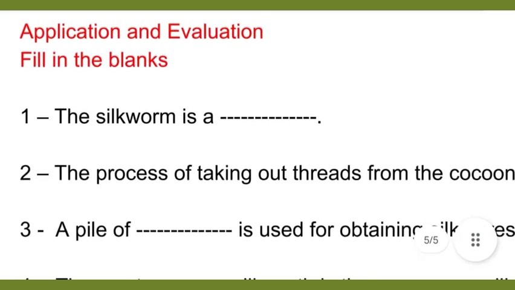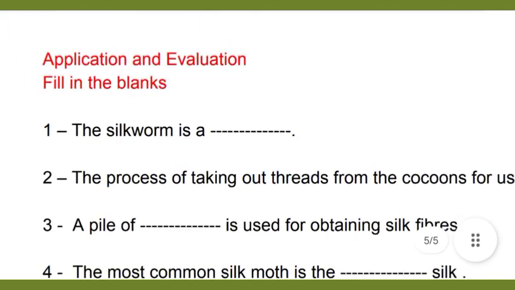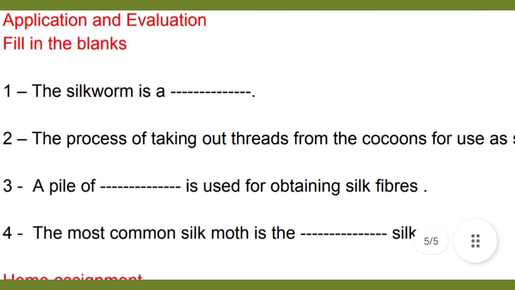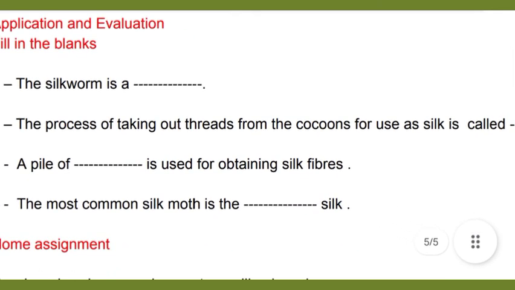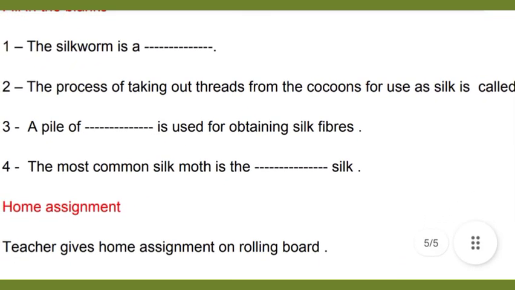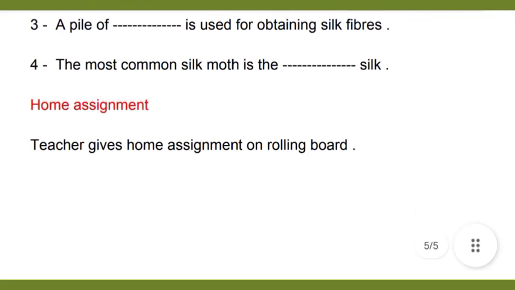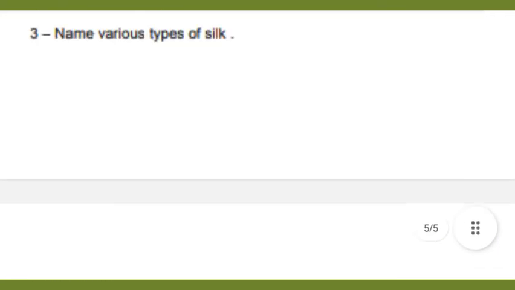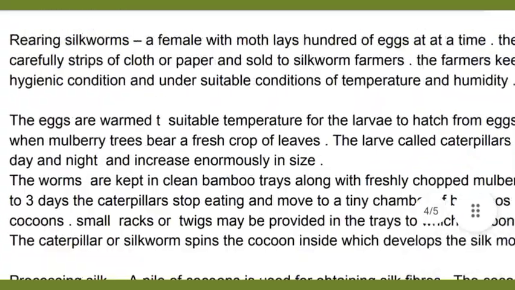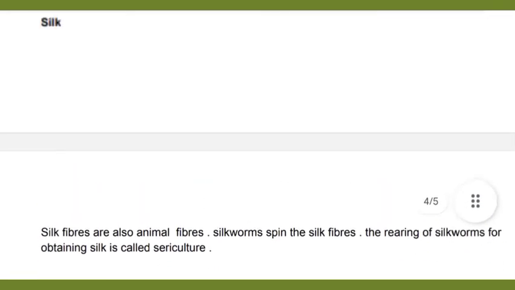Here you can see application and evaluation. The silkworm is dash. The process of taking out thread from cocoons for use as silk is called dash. A pile of dash is used for obtaining silk fibers. The most common silk moth is the dash silk. Here you can see home assignment. So for perfection of their knowledge, the teacher has to give home assignment also to students.